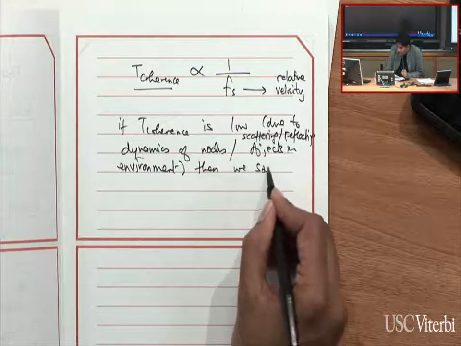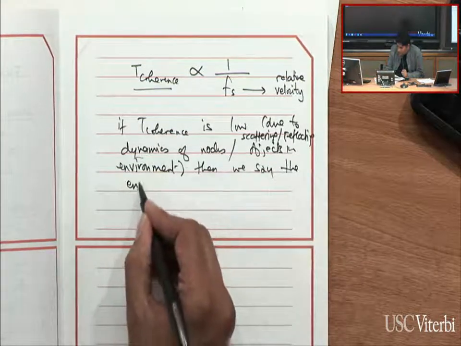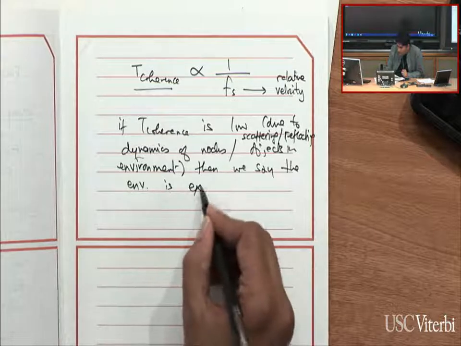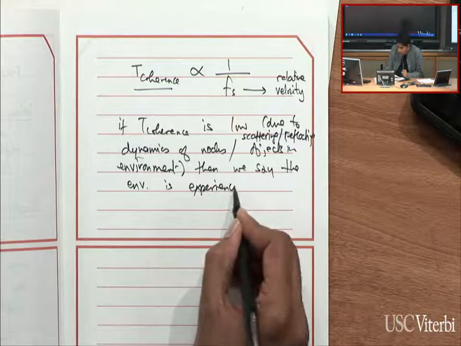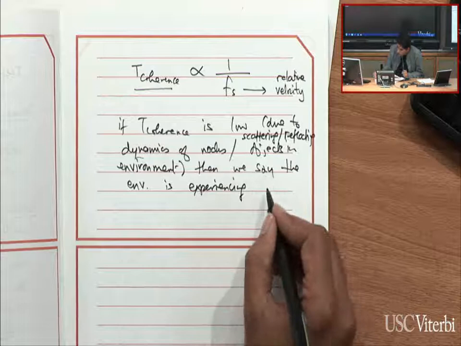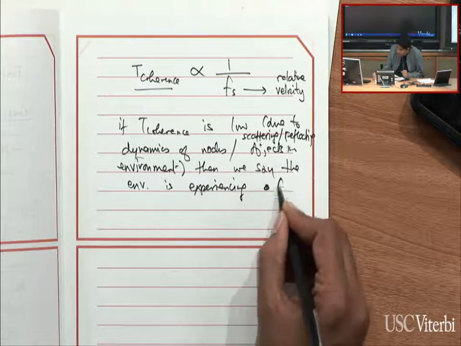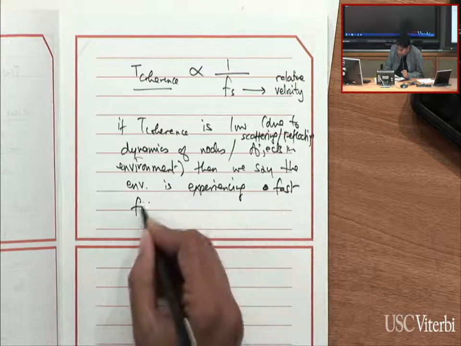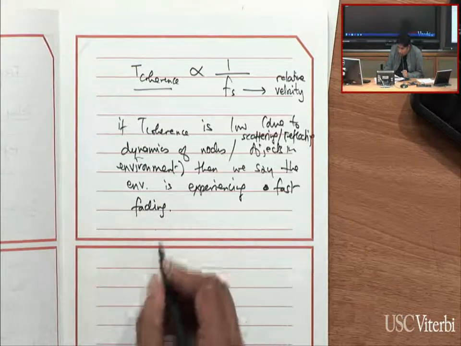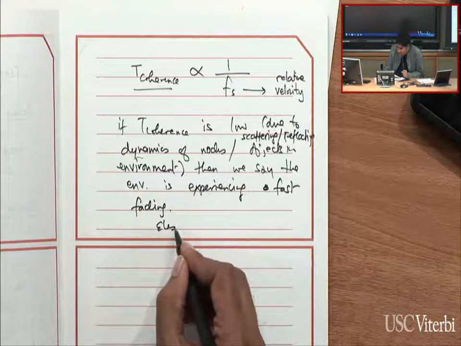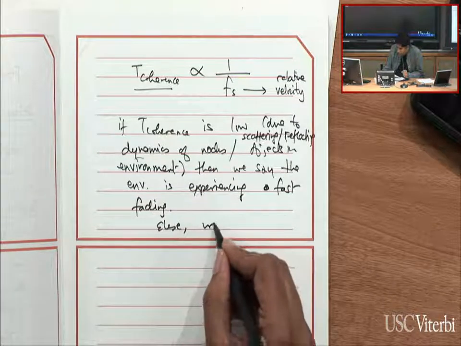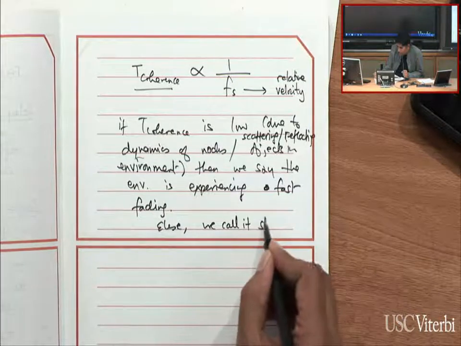we say the environment is experiencing fast fading, right? Else, we call it slow fading.